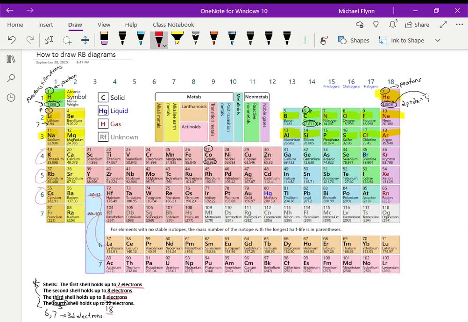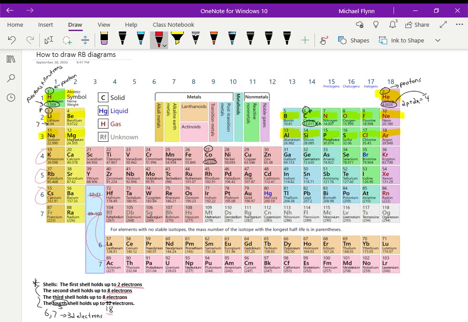I'm telling you, you have to memorize 2, 8, 8, 18. But you're going to have the periodic table. You can just count it for yourself. The number of electrons that go in the first shell is equal to how many elements you have in the first row. Not a coincidence. That's why we start a new row.